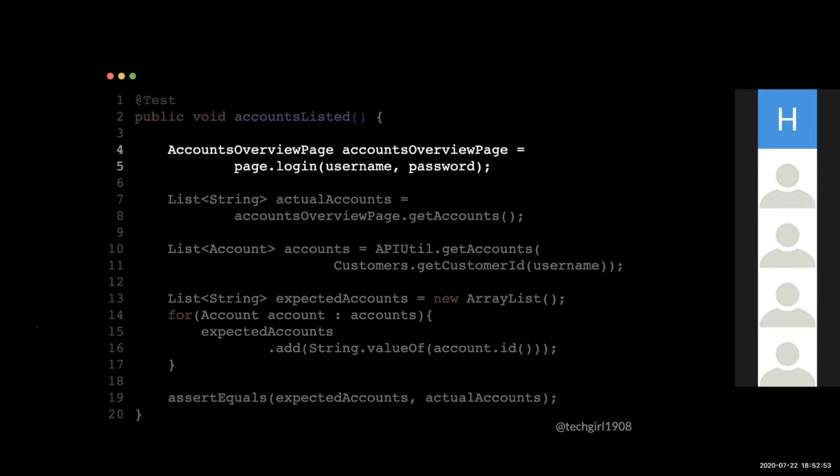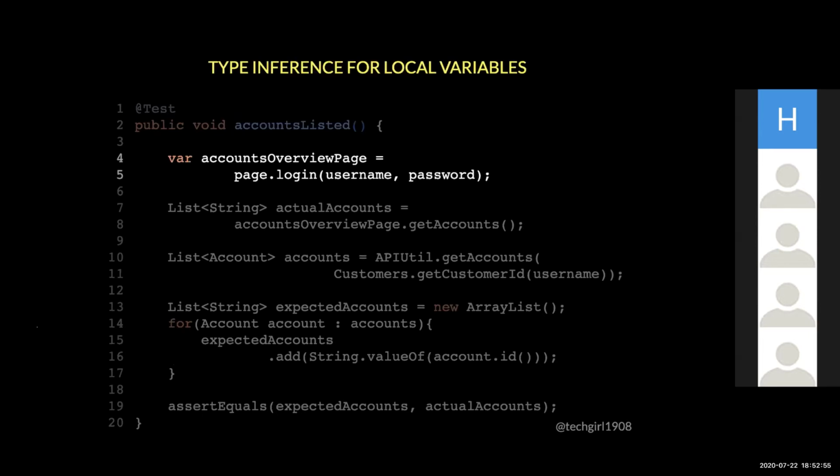So in version 10, Java introduced type inference for local variables. And what this means is that instead of explicitly declaring the object as the variable's type, we can instead use this keyword var. And Java will infer what the type is based on what's being assigned to it.